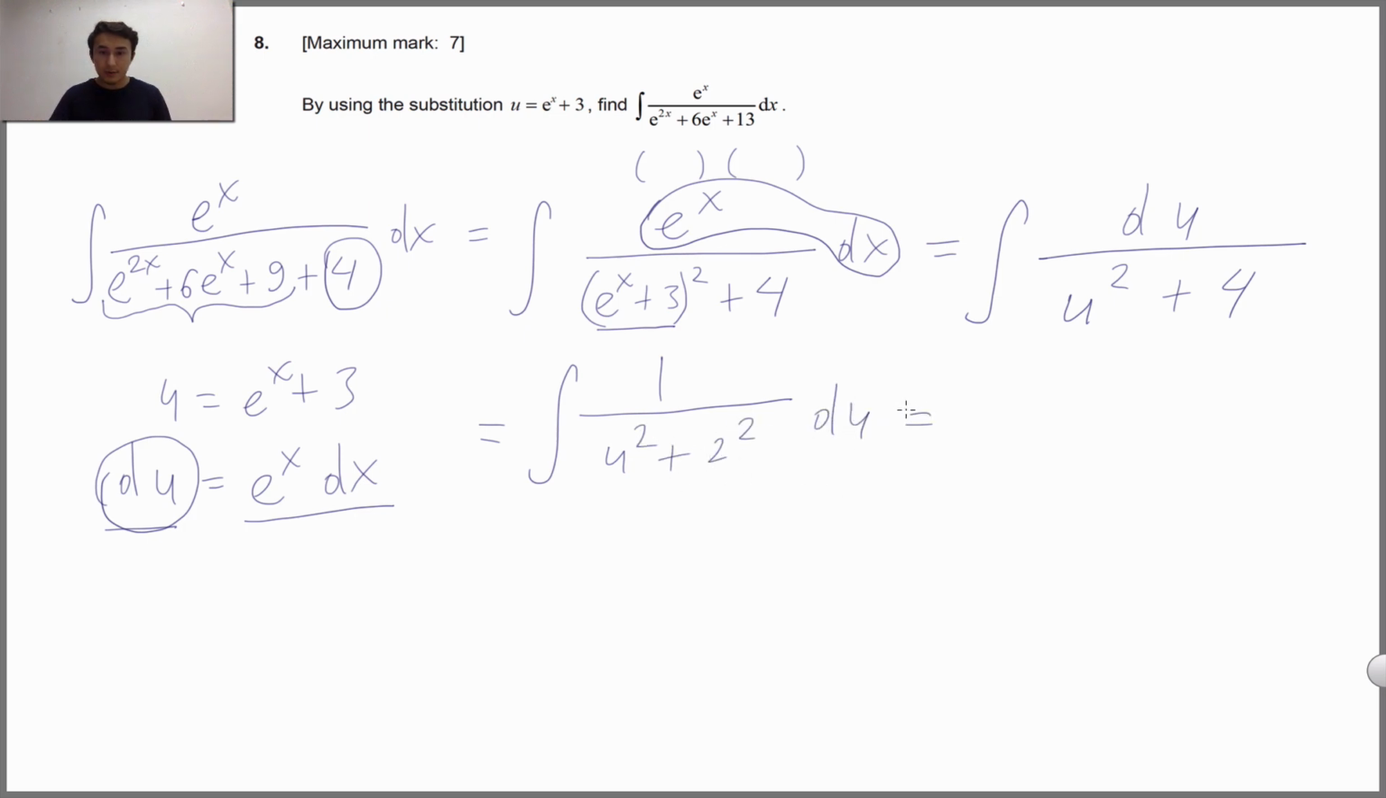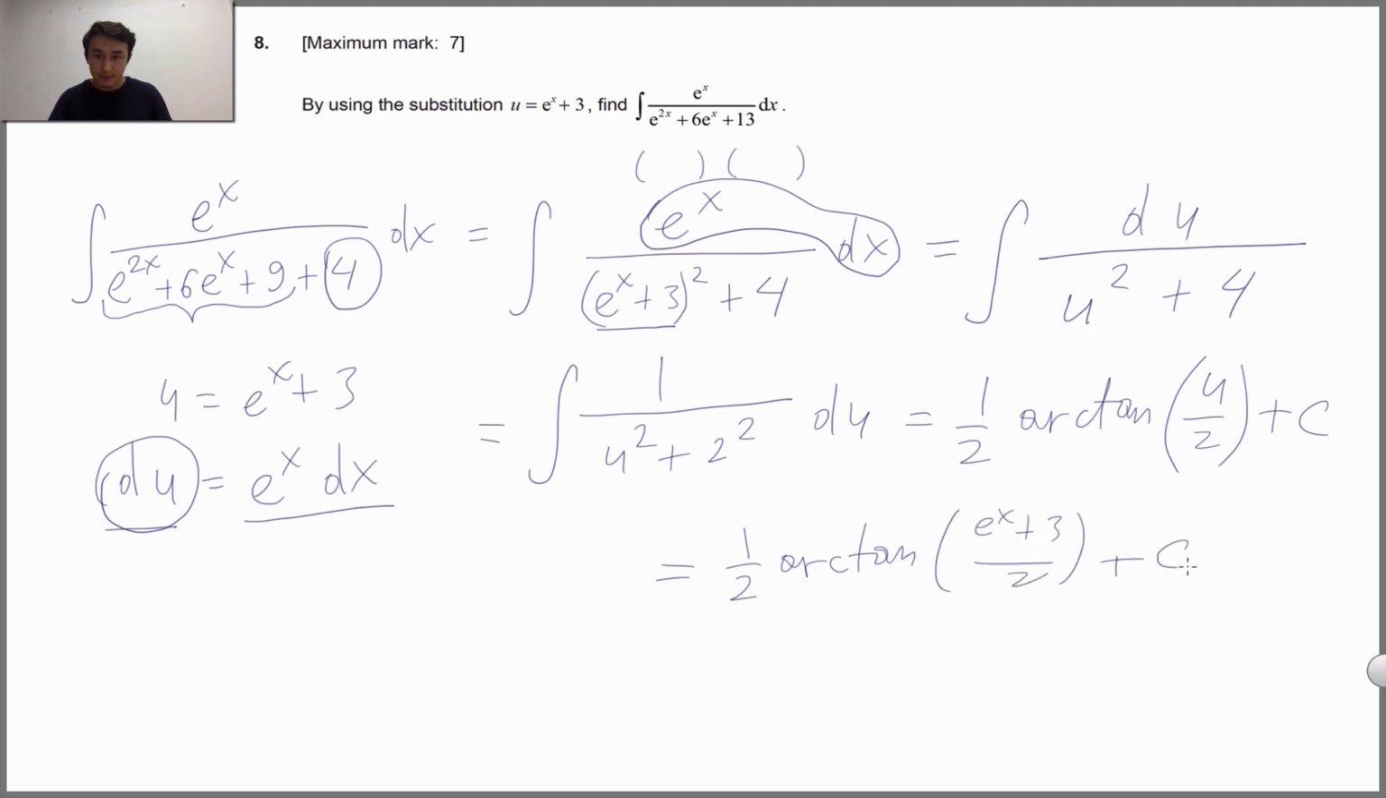It's actually from your booklet. You can directly write this 2, so it will be 1 over 2, and then there is arc tan, and then u over 2 plus constant, and then finally we transform it into 1 over 2 arc tan. U was ex plus 3, so (ex plus 3) over 2 plus constant.